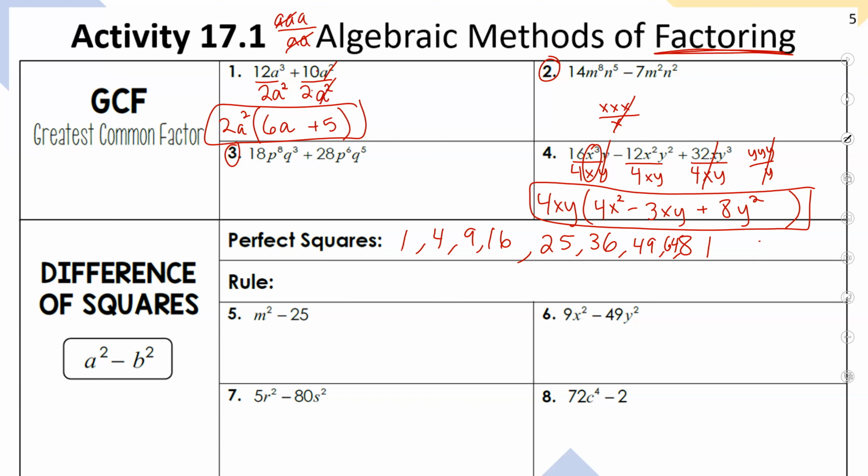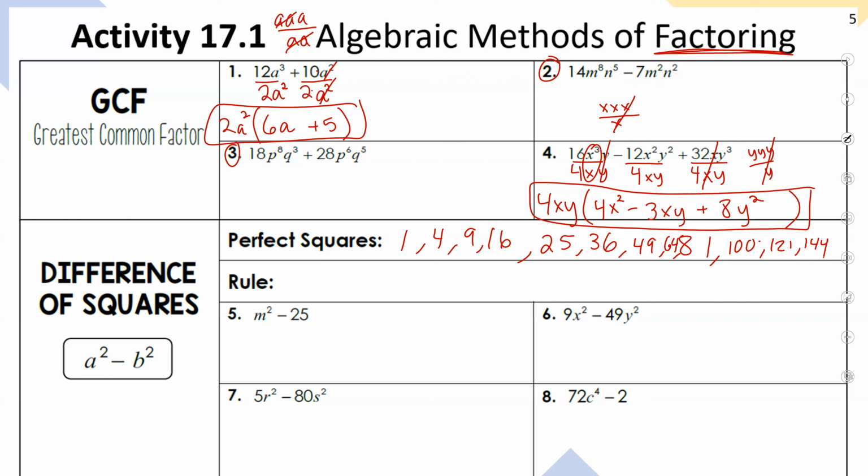Okay, so let's pause here and make sure we understand what we're doing. The square root of 1 is 1, the square root of 4 is 2, square root of 9 is 3, square root of 16 is 4. These are perfect squares. We have 100, 121, and 144 we can add to the list. So these are our perfect squares. Okay? So let's talk about the difference of squares.